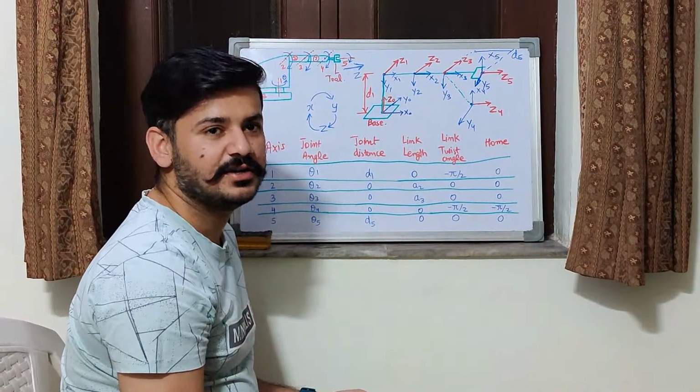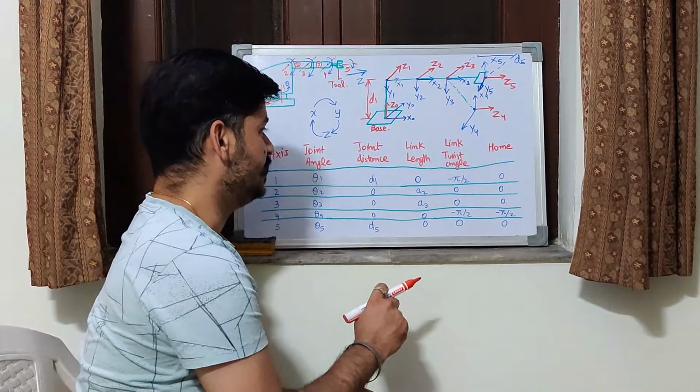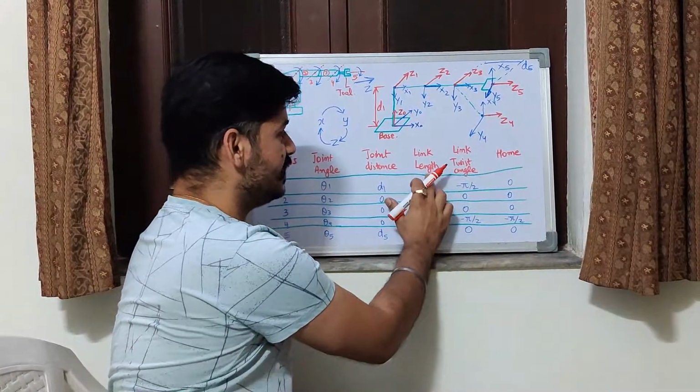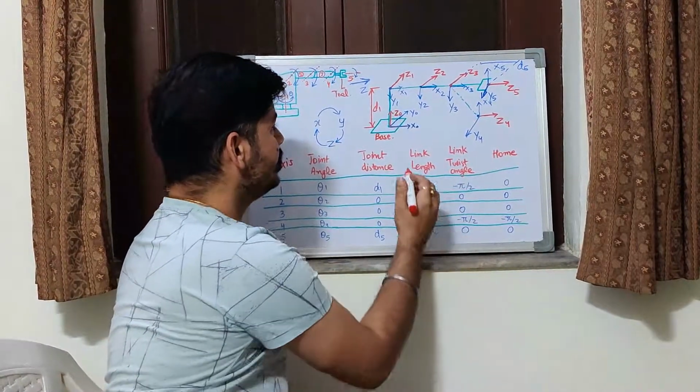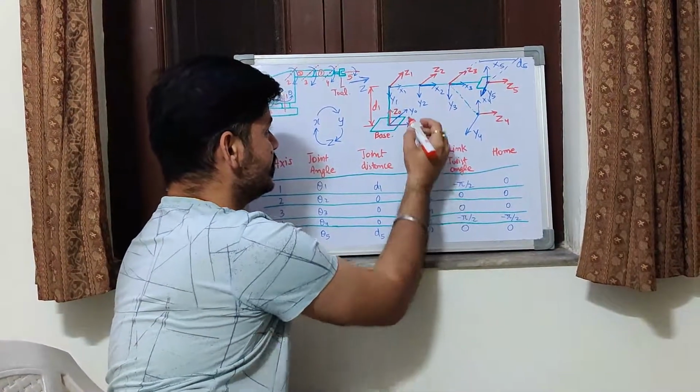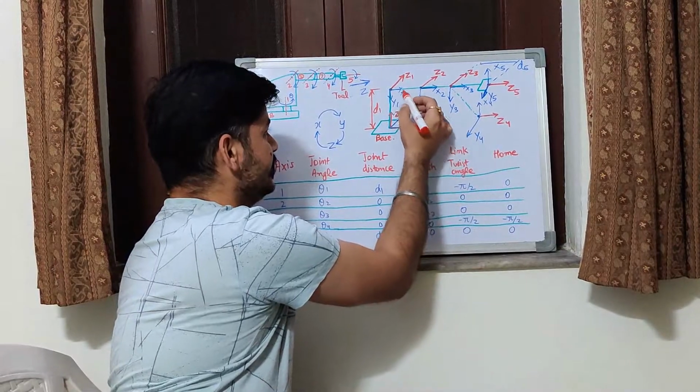Now we are going to find out what the link parameters are, as we have already seen the joint parameters. The link parameters are link length and link twist angle. Now we are going to see the first one, link length. Link length is the length along the x-axis.